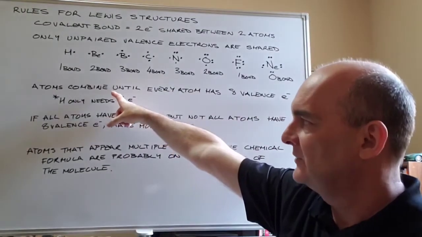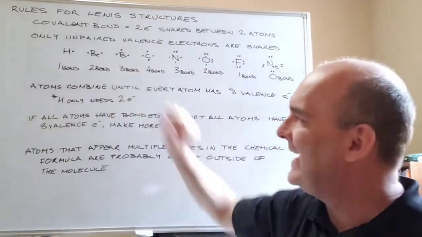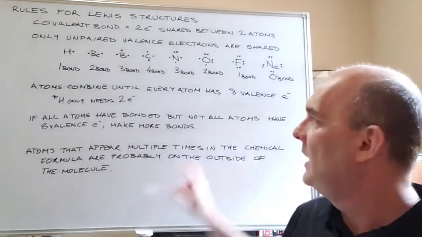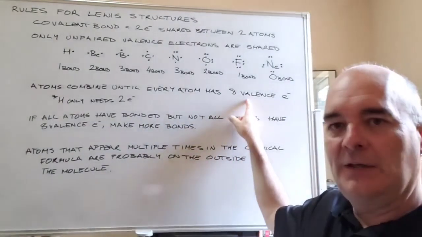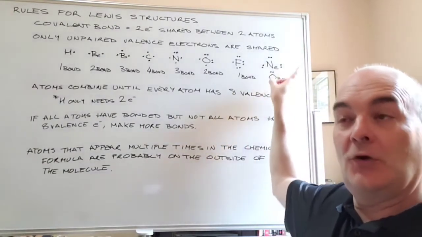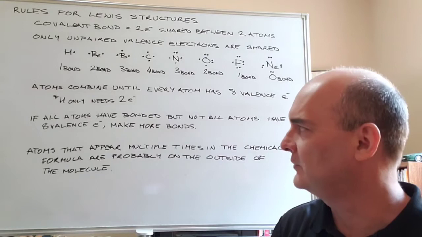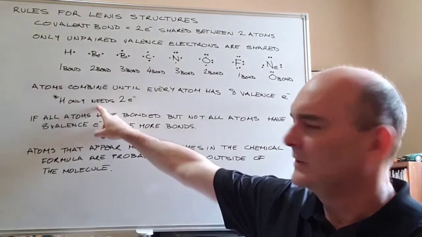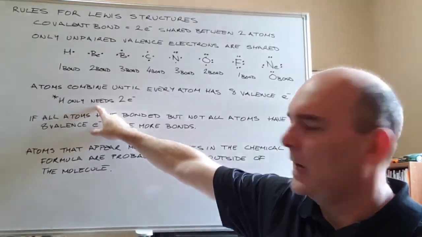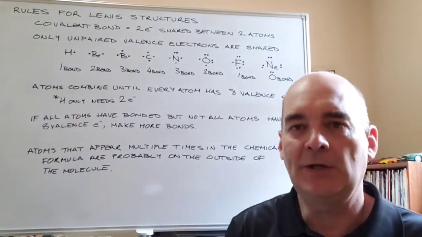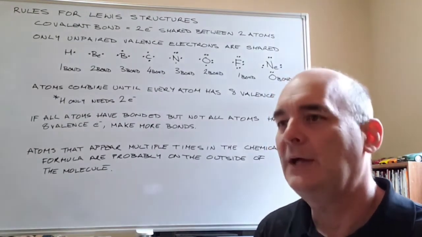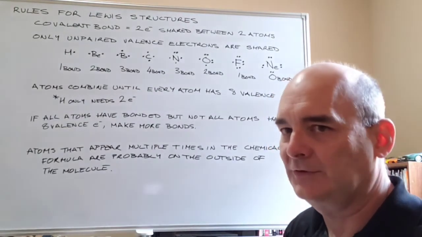So atoms are going to combine together until every atom in the new molecule has 8 valence electrons. It has this noble gas core type electron structure. There's an asterisk that goes with that, and that is that hydrogen, because hydrogen is in period number 1 and there are only 2 atoms in period number 1, only needs 2 electrons to be full.